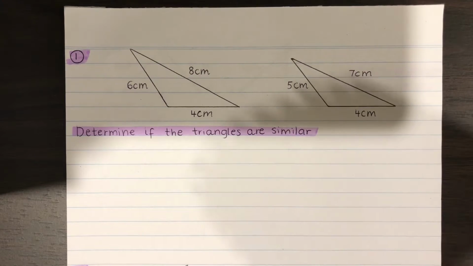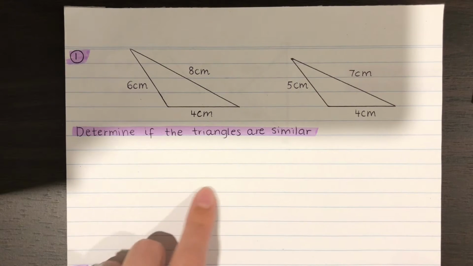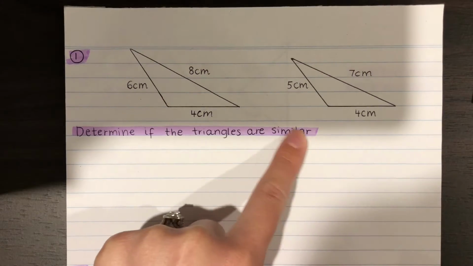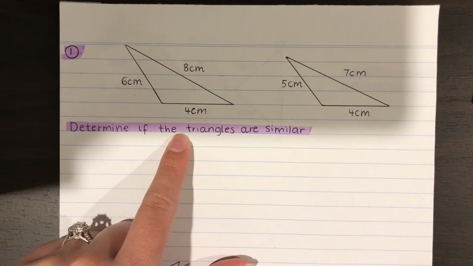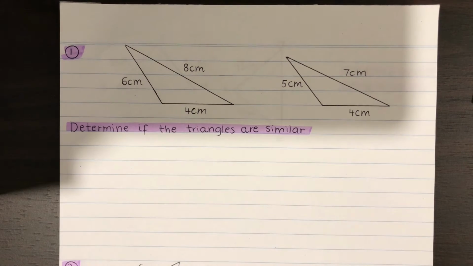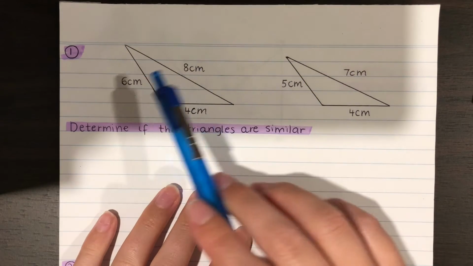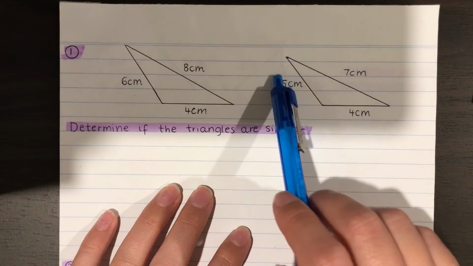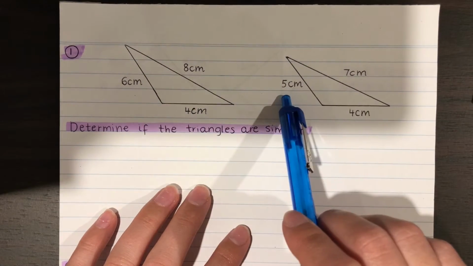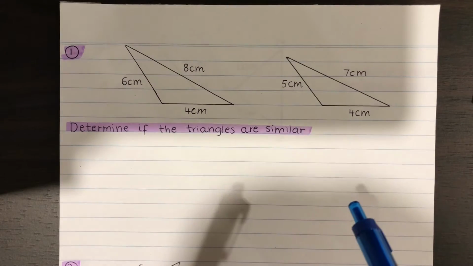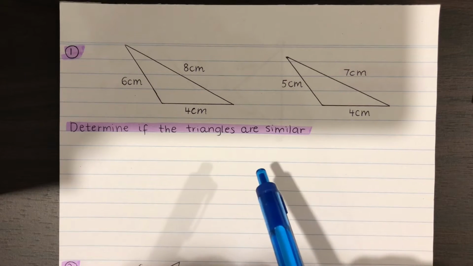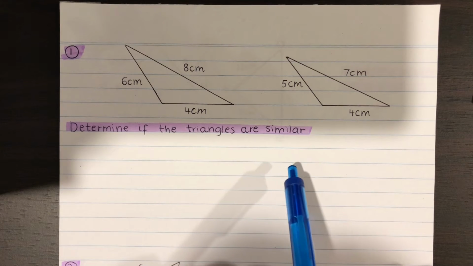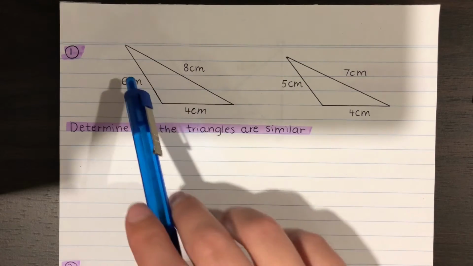Question number 1. Determine if the triangles are similar. For us to figure out if these are similar or not, we must calculate a scale factor. For the scale factor to work properly, we need to make sure that each of the sides in both of the triangles align with one another. So make sure that the triangles are facing the exact same way, to make it easier to match up lengths that belong with each other.